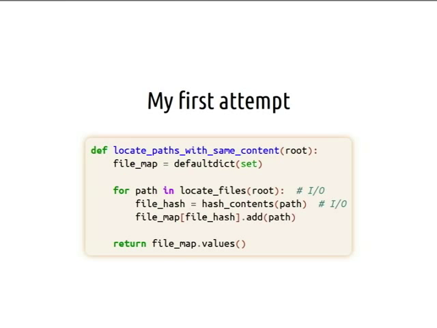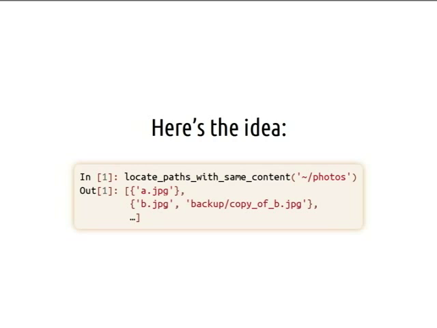Here's my first attempt. Basically what I'm going to do is build a mapping from file hashes to sets of paths, right? And I'm going to build that up, but then I'm going to throw the keys away because I don't really care about them once I'm done. So I set up my empty data structure. I go through and find all the files. I hash their contents and add them to this data structure, and then just return the values. Because again, when you call .values, you get exactly that output.